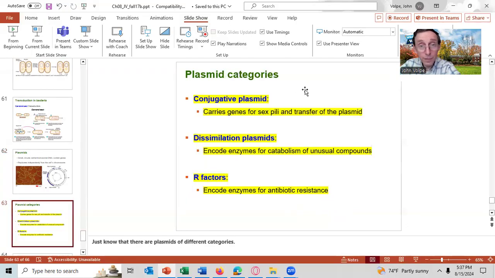You should know that there are different categories of plasmids, but you do not need to know what those categories are or the names of them. Any question about any of that? They're just different types of plasmids, so you should know that.